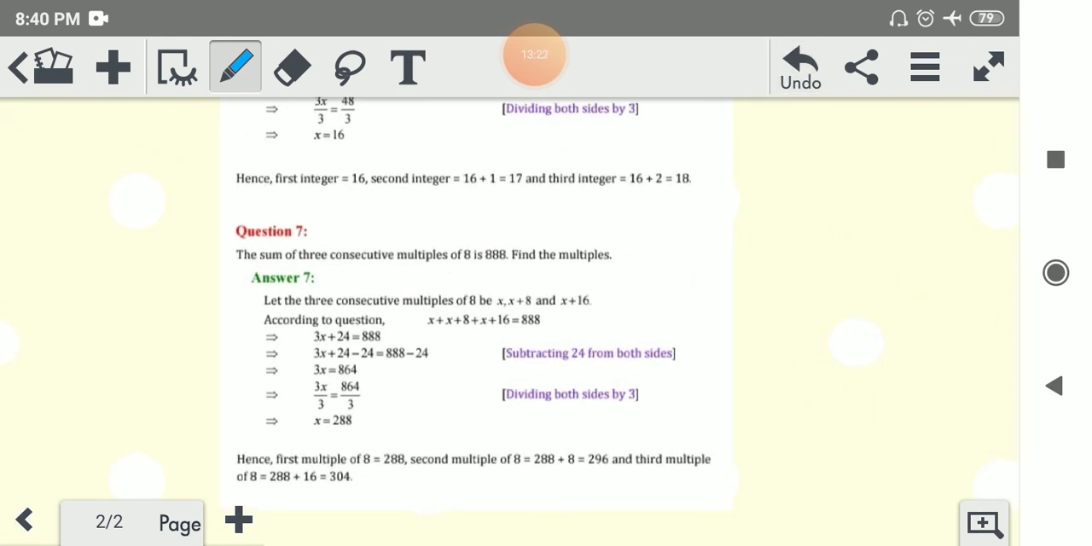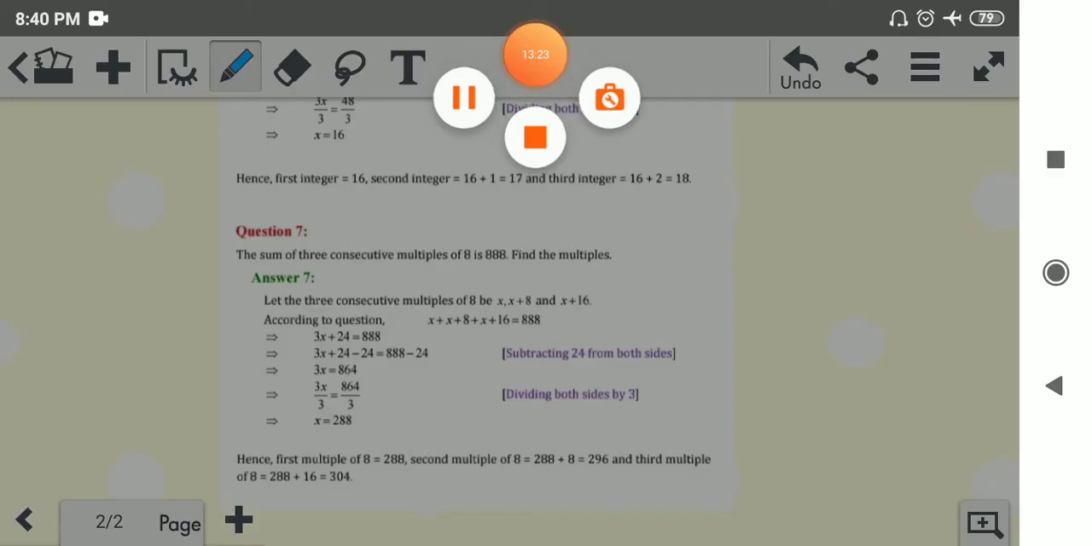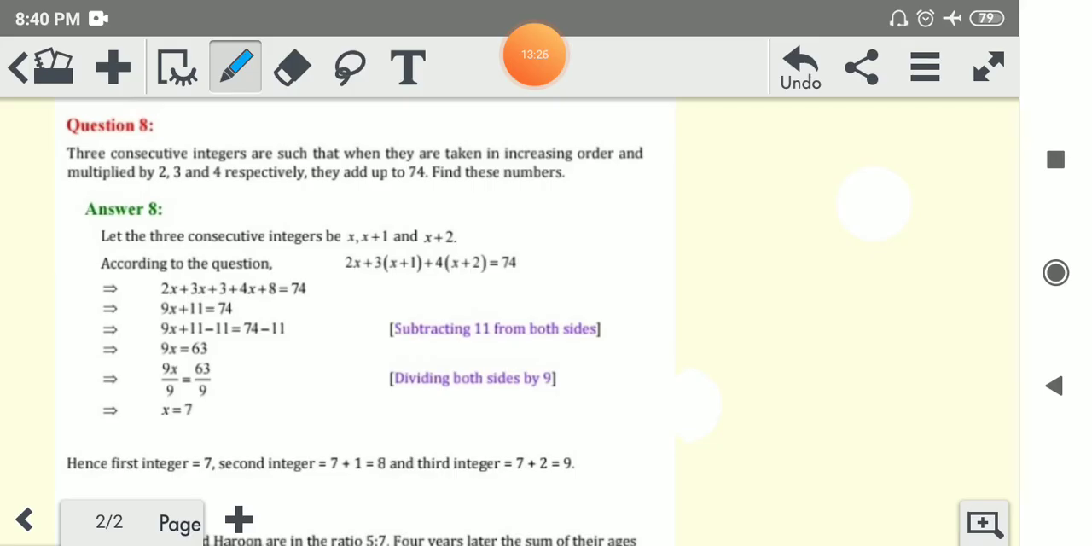Okay. Now question number 8 is the same as question number 6 and 7. So this is your homework. Okay.